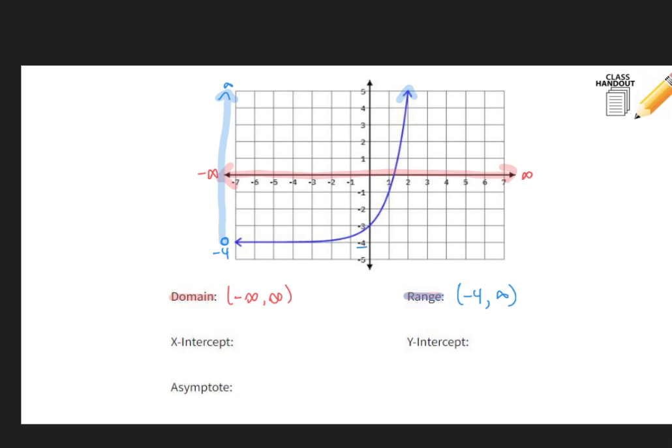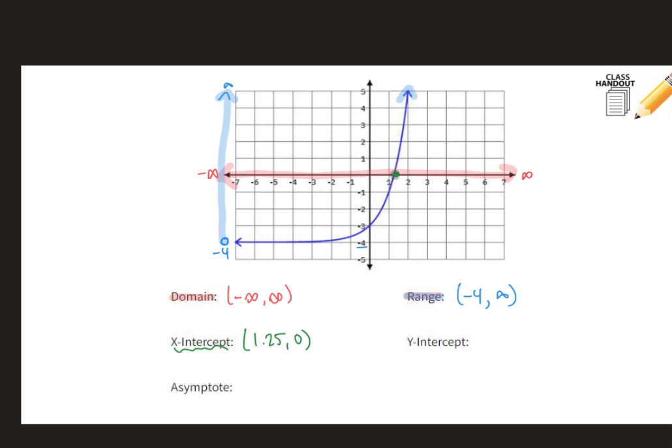All right, so for my x-intercept, we're going to look on my graph where it crosses the x-axis. It looks like it's crossing my x-axis right here. Let me use green for that. If it doesn't cross at a grid point, we're going to have to estimate. Maybe that looks like 1.25. So my x-intercept is going to be 1.25, comma, 0.